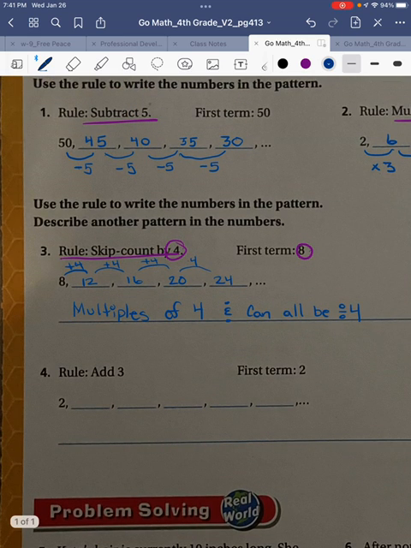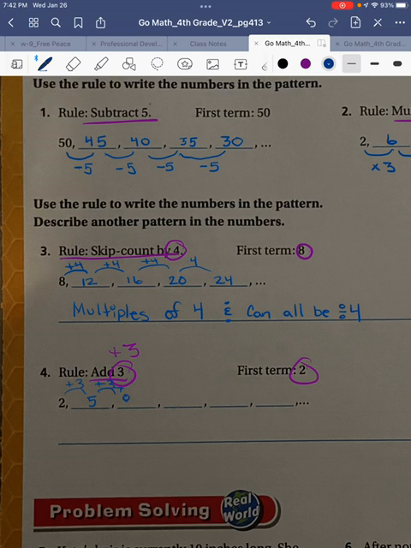In this section right here, it says rule: add 3. Add 3, and the first term is 2. So this means plus 3, and we start with 2. So again, we can go on top. This is plus 3, which would be 5. This would be plus 3.